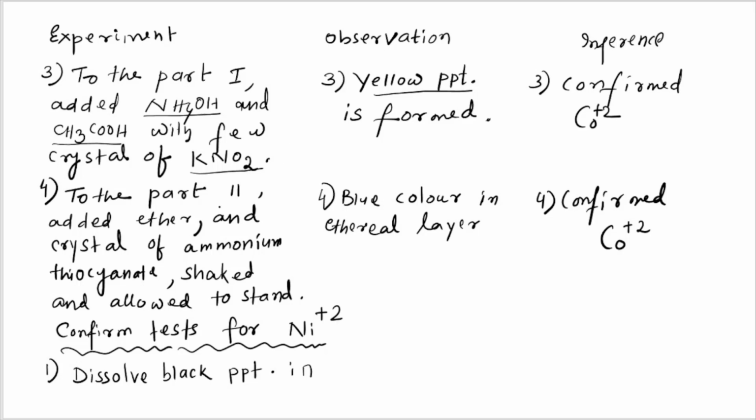To the second part, add ether and crystals of ammonium thiocyanate, shake properly, and allow to stand. That means you take the second part of the solution, then add ether and crystals of ammonium thiocyanate, then it gives blue color in the ethereal layer. You can observe there are 2 layers, one is the water layer, another is the ether layer. Blue color forms in the ether layer. That is very, very important. This is the confirmatory test of what? Nickel plus 2? No, that means cobalt is finished.